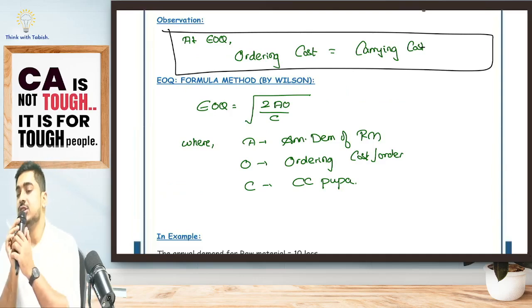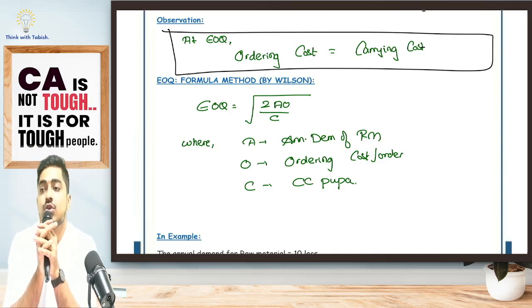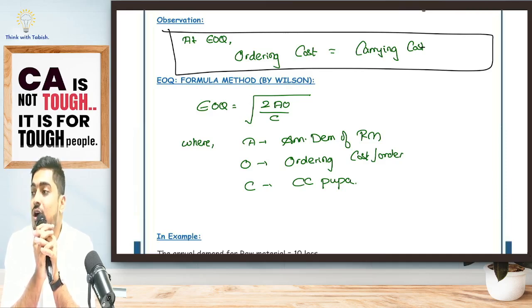So look at this, my dear students. What is going to be the formula of EOQ? I want all of you to tell what is EOQ. EOQ is square root of 2AO divided by C, where A is the annual demand of raw material, O is the ordering cost per order, C is the carrying cost per unit per annum.